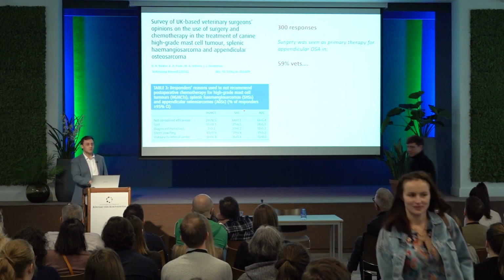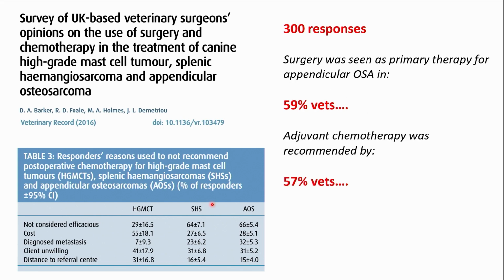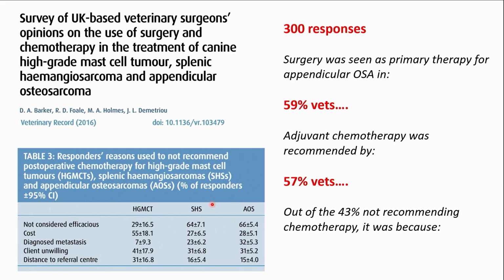If you're in a practice with 10 vets, who are those 4 vets who don't think surgery is appropriate for osteosarcoma? Quite frightening. And adjuvant chemotherapy was also recommended by about 60% of vets. And out of those 43% who didn't recommend chemo, the chief reasons were actually that they didn't think it worked, or they assumed the client would be naturally unwilling. So these are key points we've got to address, and it starts with starting very, very basic.